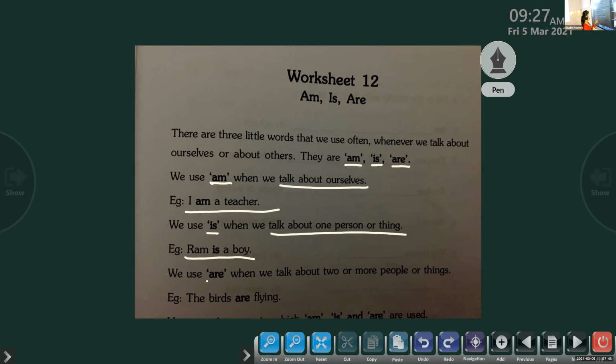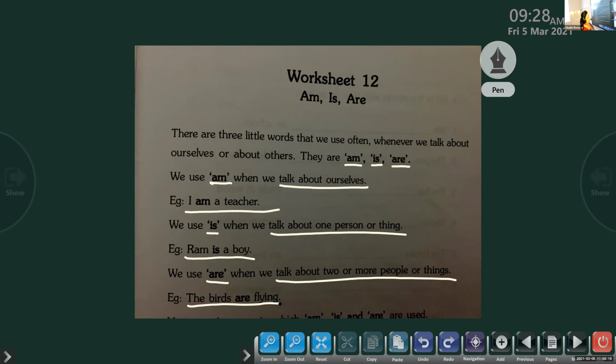Next, the next word is are. We use are when we talk about two or more people or things. For example, the birds are flying. It can be 2 or 3 or 4 or more, any number more than 2. So we have to use the word are.